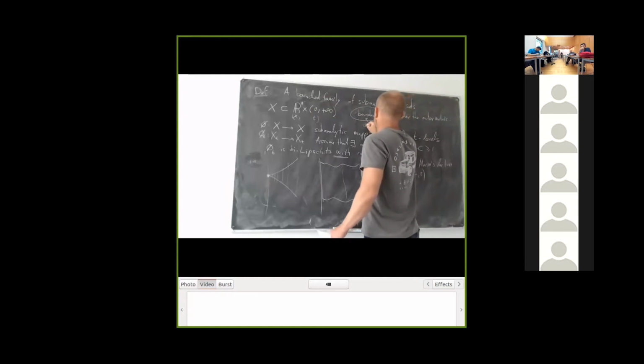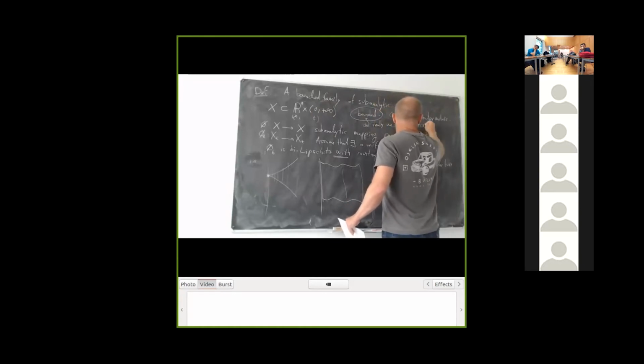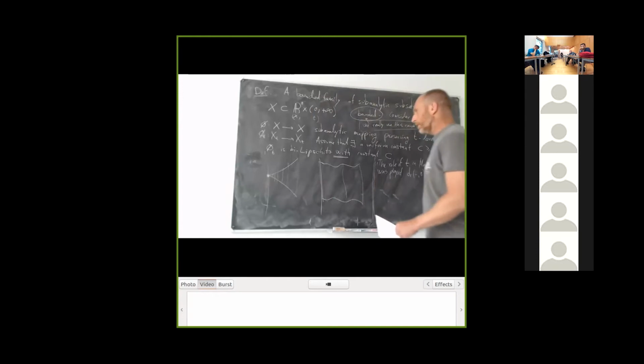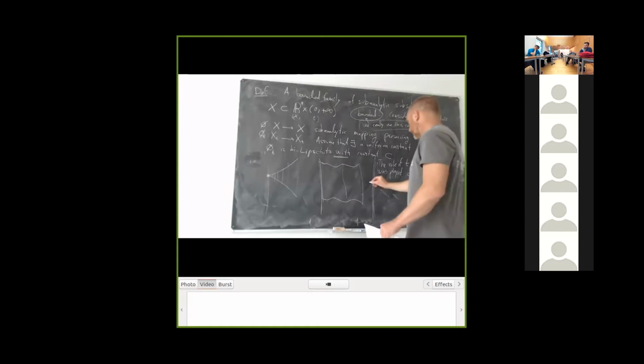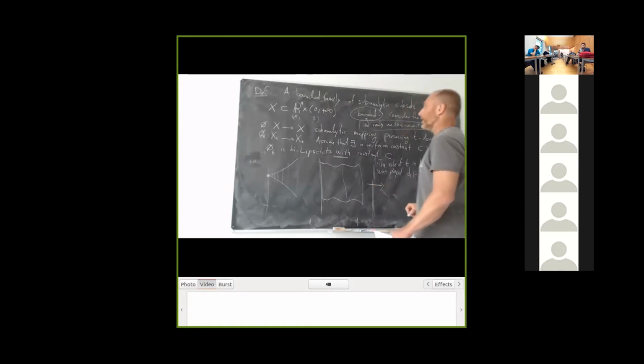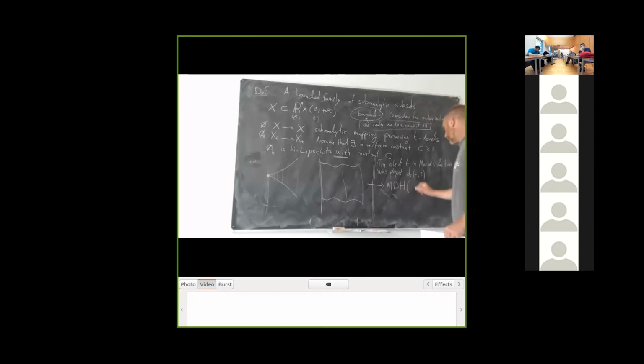We really use this condition. Okay. Very good. And in this situation, we can attach to such a family the moderately discontinuous homology of X at some speed of X.